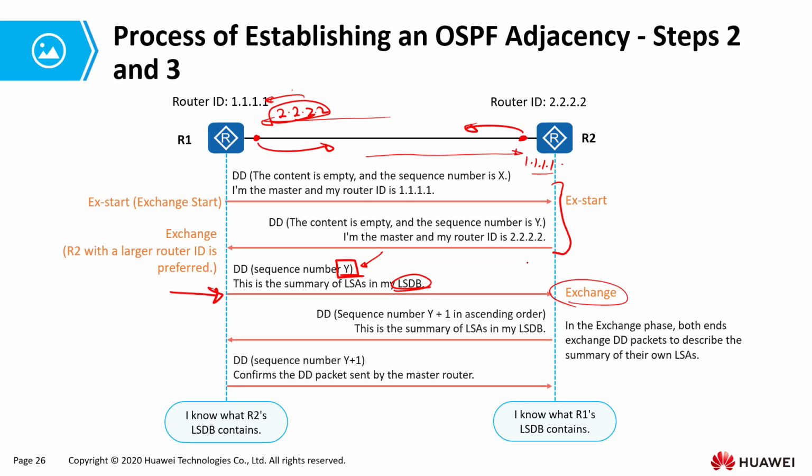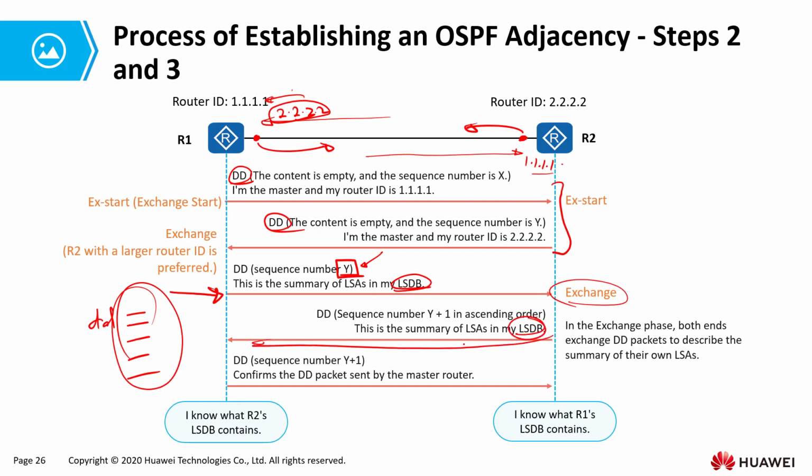And after that, they go to the exchange state where they're going to use database descriptors, but this time that contain a summary of the link state database. The first database descriptors at the extract stage are empty database descriptors with only the sequence number. Now, in the same order, router 2 will send its own database descriptor containing a summary of the link state database. They will do this only once, because it contains the entire summary of the link state database. And once router 1 receives, it's going to confirm the database descriptor sent by the master router. Once that is done, router 1 is aware of router 2's link state database, and router 2 is aware of router 1's link state database.